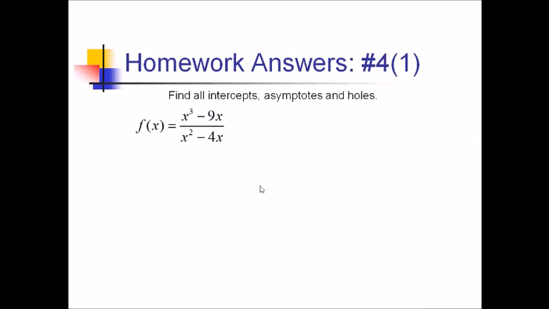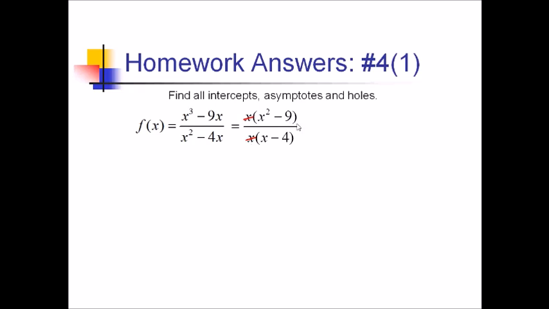For number 4, we're trying to find intercepts, asymptotes, and holes for this rational function. Let's start by factoring this as much as we can. Right away, I notice I can take out a common factor from the numerator and denominator. I can take an x out of each. Up top, that leaves me with x squared minus 9 inside and x minus 4 from my denominator. I can then cancel out those x's.